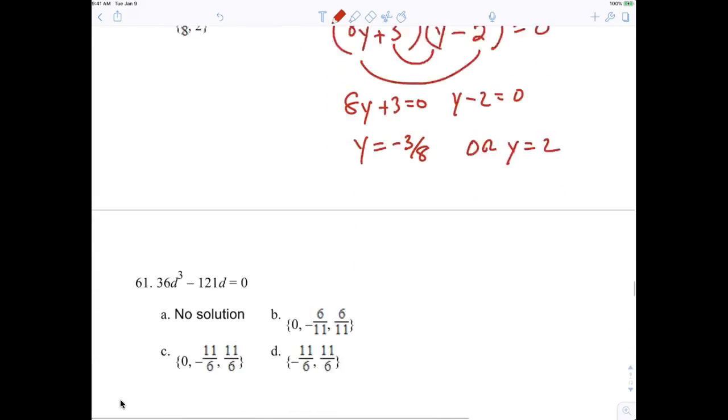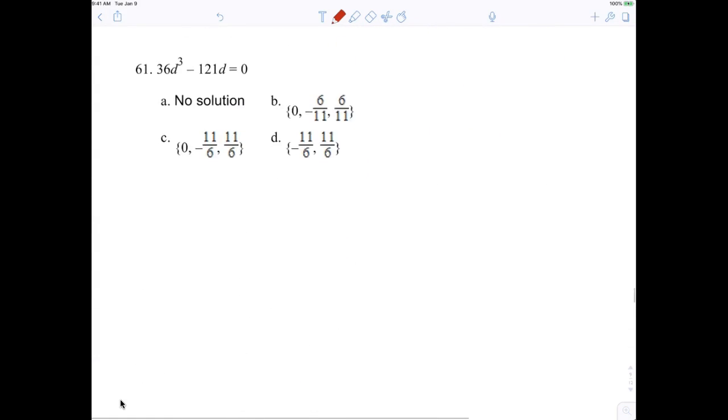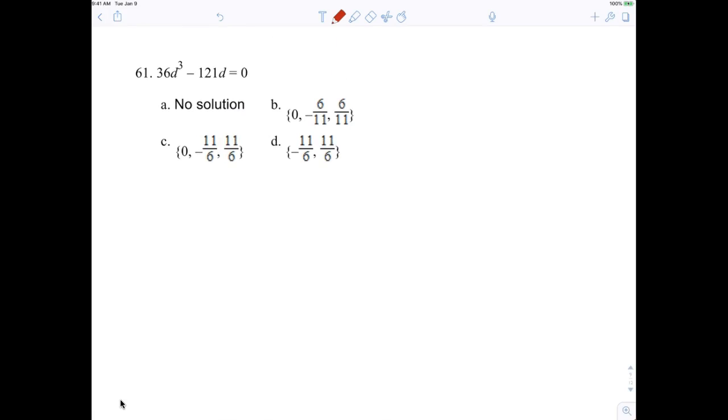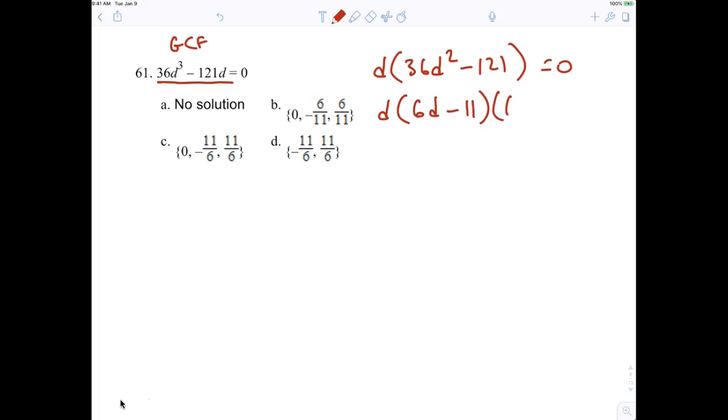All right, here we go. All right, good. 61. We're almost done. Here we're just factoring. Don't forget the GCF. So the GCF in this case is what? d. So then that becomes d times 36d squared minus 121. And then we're factoring: d, 6d minus 11, and 6d plus 11.